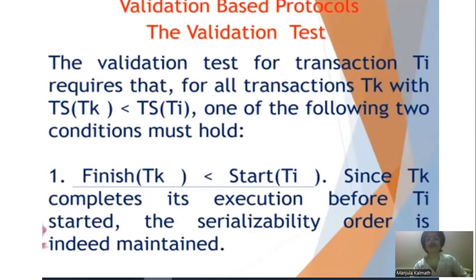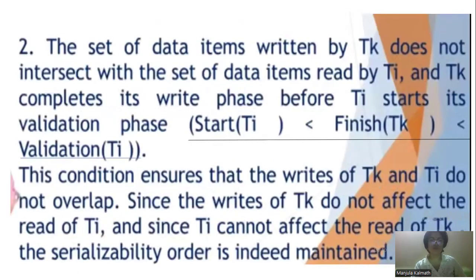We will say a transaction is serializable when it satisfies any one of these two conditions. The first condition is that the first transaction should be completed before starting the next one. Whichever transaction is taken, only after its completion does it go for the other transaction. This is one condition.